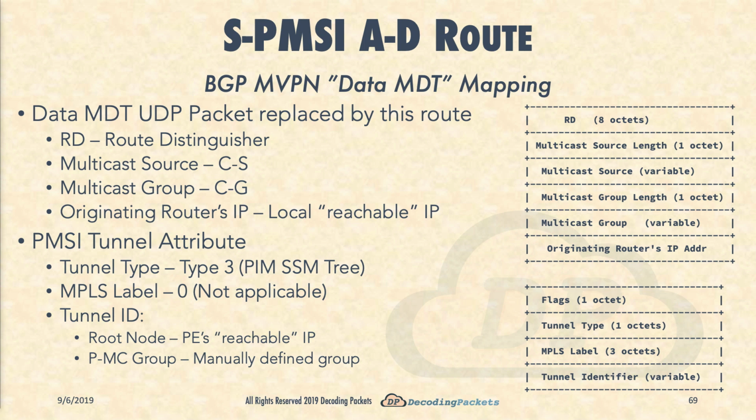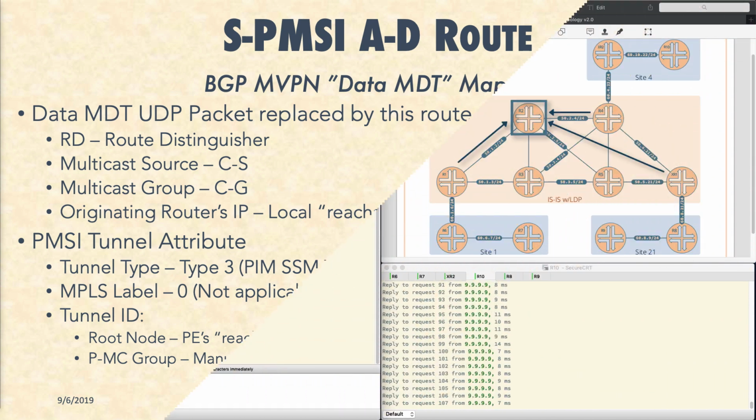Once the route is received by the other MVPN PEs, they can decide to switch over if they are interested in the C-S, C-G traffic that is being mapped. Time to see this in action then.